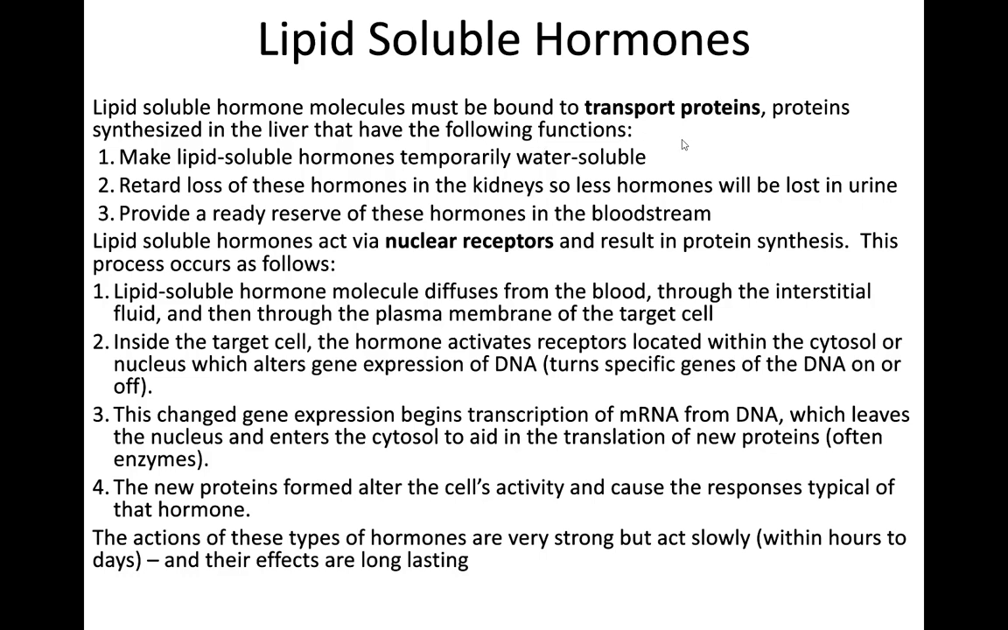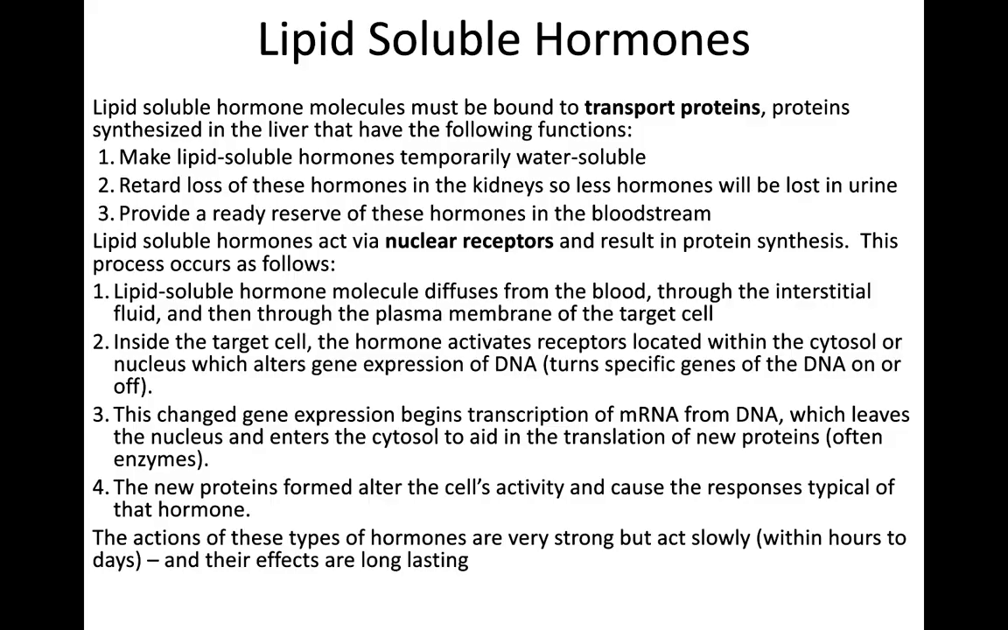Once again, those are the ones that have to use the Uber, the transport protein, for proteins synthesized in liver that have the following functions. They make lipid solubles temporarily water soluble. They retard the loss of these hormones in the kidneys. So in other words, we pee out less of those hormones, less of that hormone is lost in our urine. And they help provide a ready reserve of the hormones in the bloodstream.